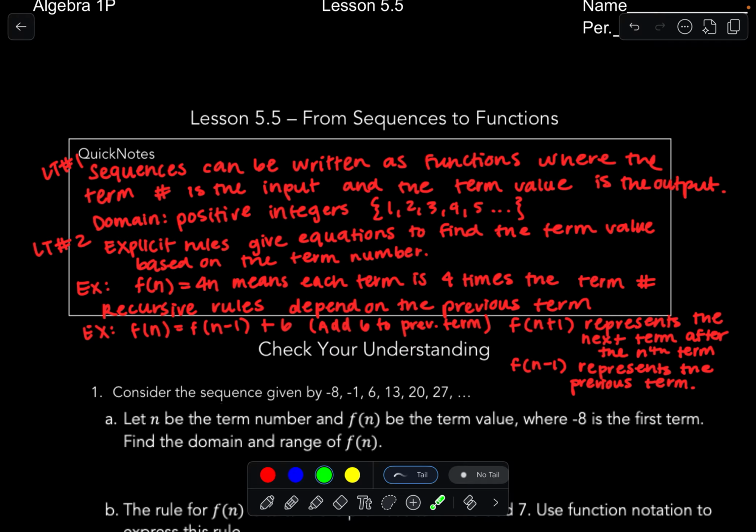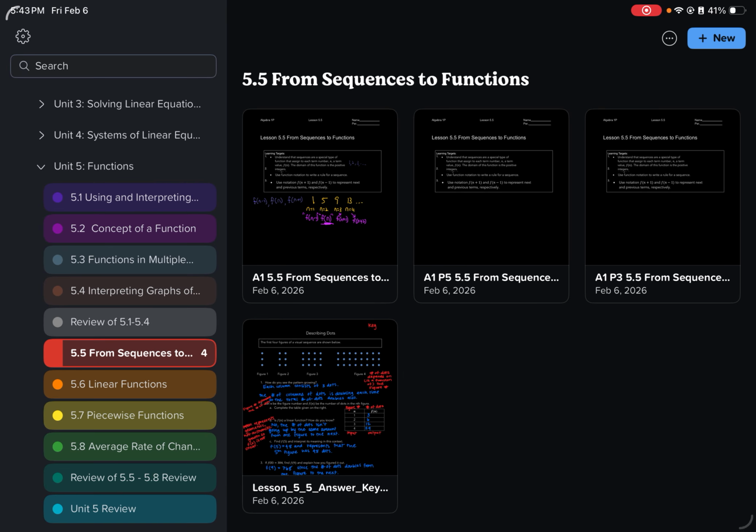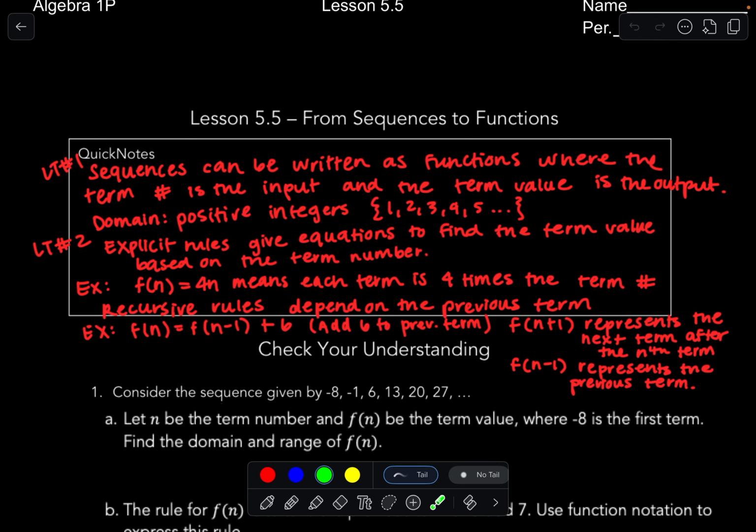So f of n, okay, explicit rules give equations to find the term value based on only the term number. Example, f of n equals 4n means that each term is 4 times the term number. The recursive form would be this: the new value, or the next value, equals the current value plus 6. That's how you go from one term to the next.